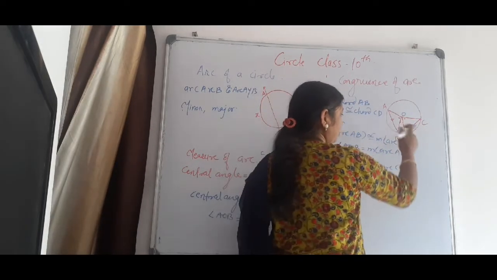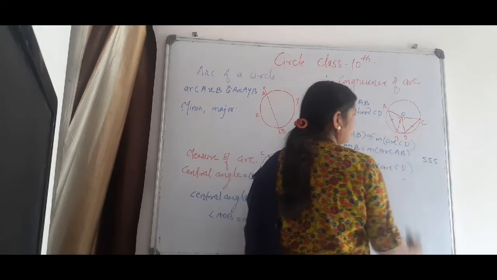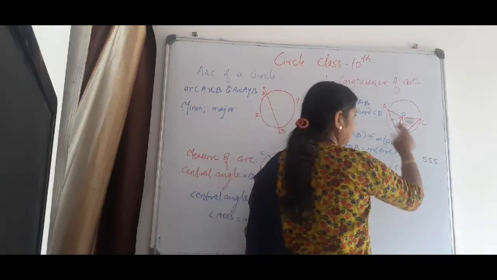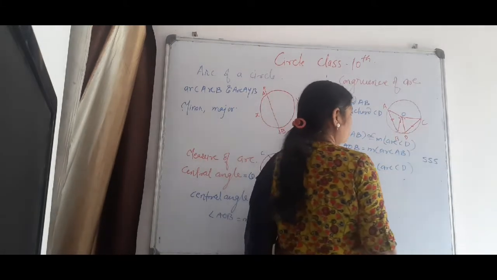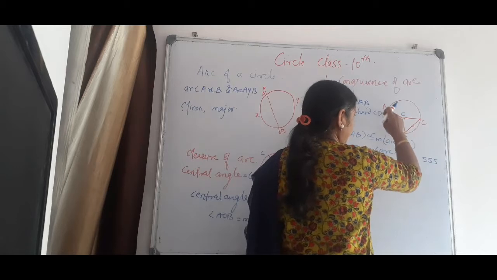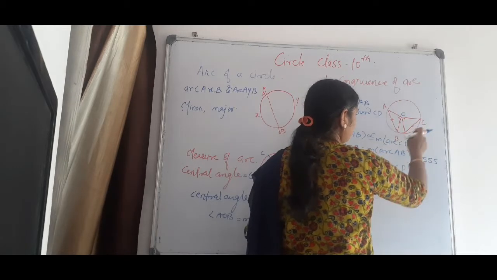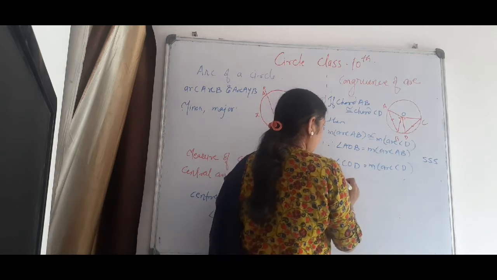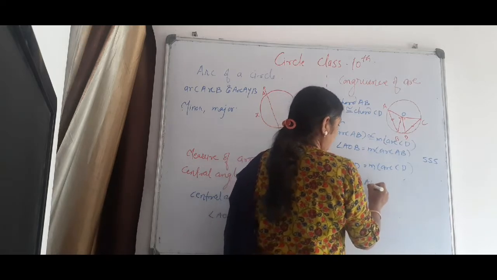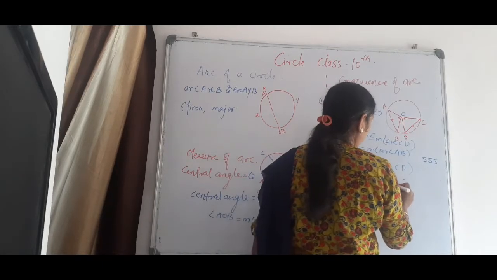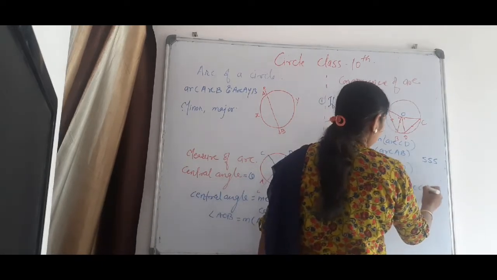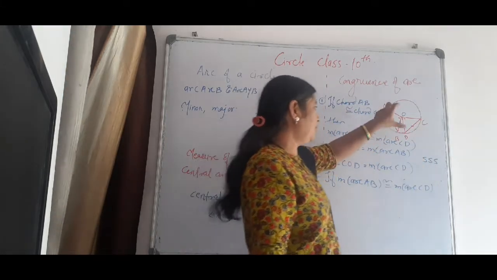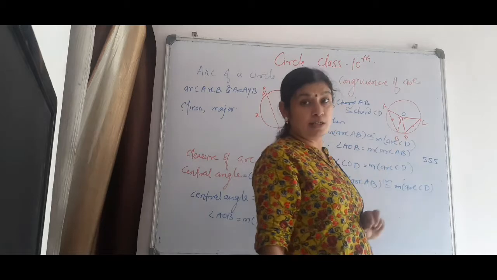Which test is applicable here? SSS test is applicable. If the sides are equal, then the remaining angles are also equal. So here AB is congruent to CD. Now in the second part, if measure of arc AB is congruent to measure of arc CD, if arcs are given congruent, then you have to show that the corresponding chords are also congruent.